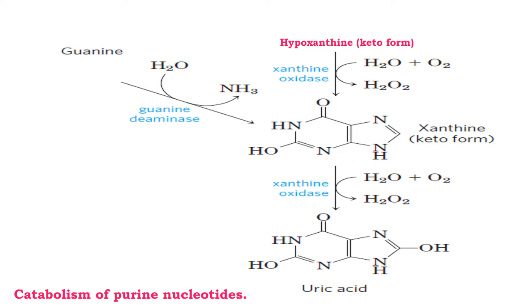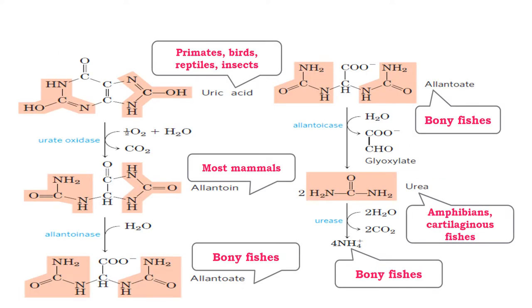Now what happens? Our body has a mechanism to convert this uric acid into urea, so we'll see that next. This is the uric acid. This uric acid is excreted as such in the case of primates, birds, reptiles and insects. Now this uric acid is converted into ammonia as well as urea. So you'll see how it is converted.